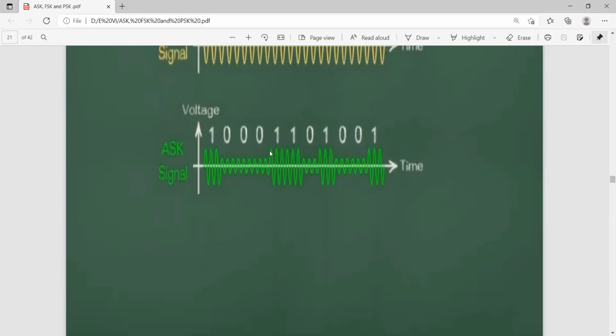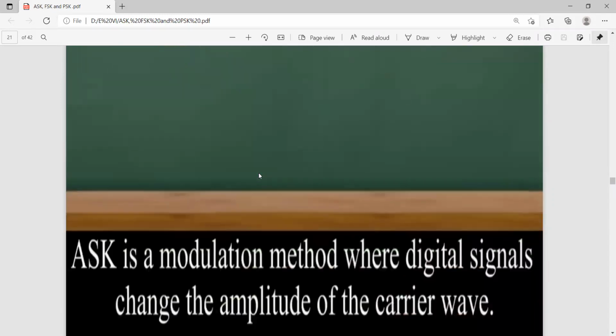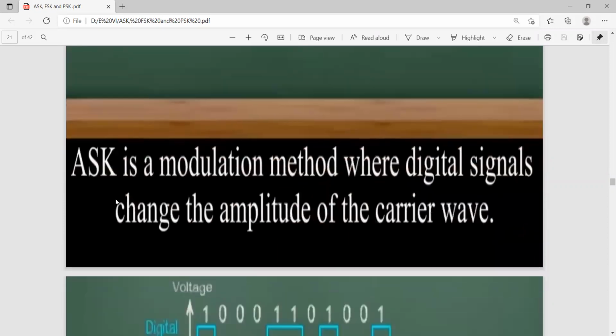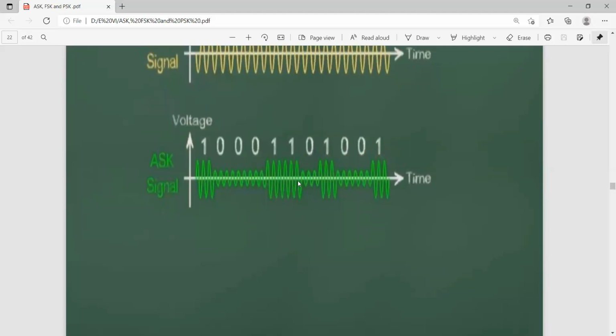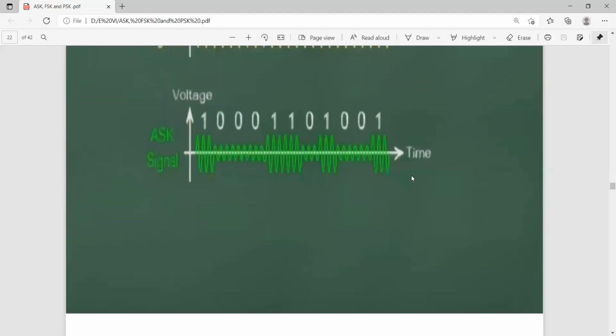In the amplitude shift keying signal, for 1 the amplitude is more, and for 0 the amplitude is a very low value, so that you can identify it. Amplitude shift keying is a modulation method where digital signals change the amplitude of the carrier wave. This is your digital signal, and the output appears like this.